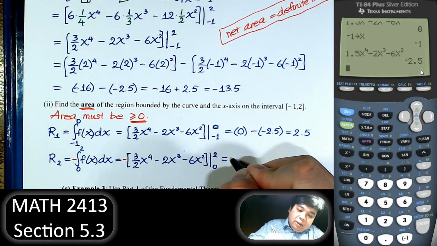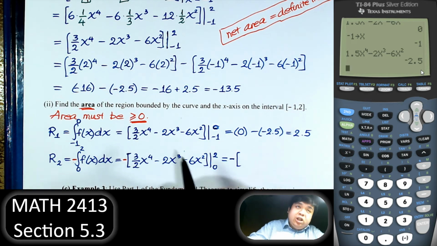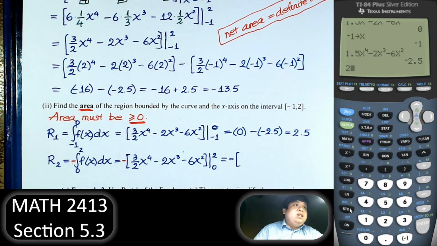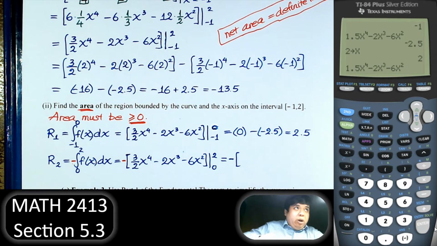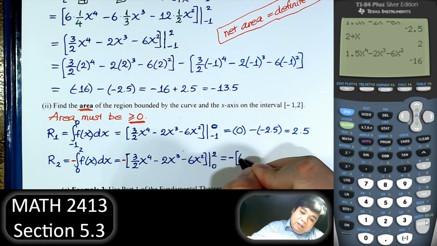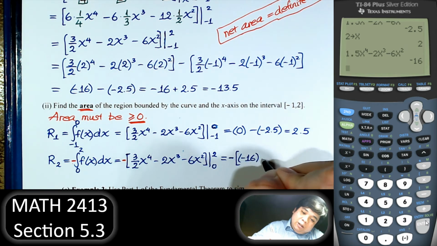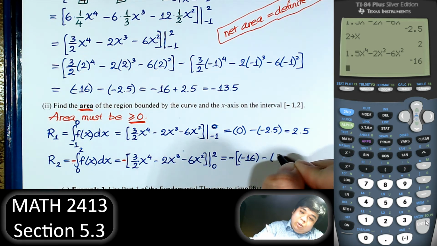Right. Put in 2, what do we have? It should be negative 16, but once again I do that. And we will have negative 16. And then put in 0, we have 0.